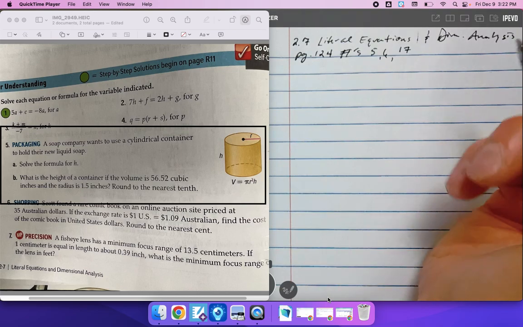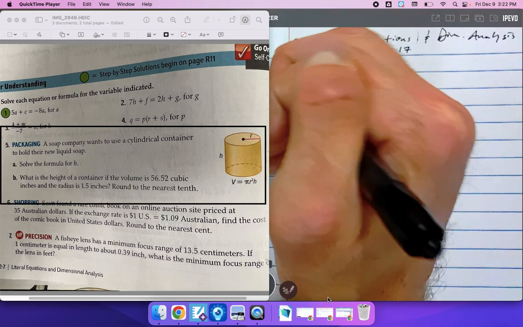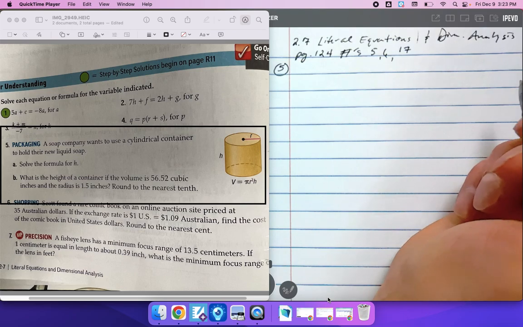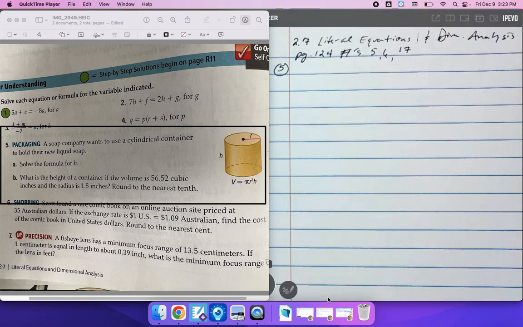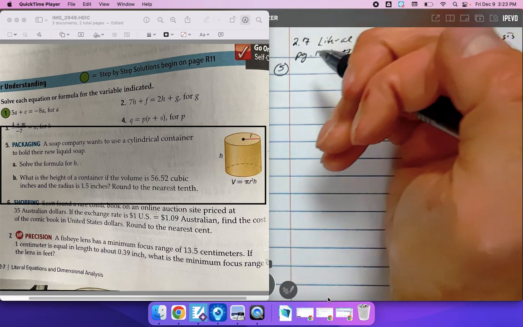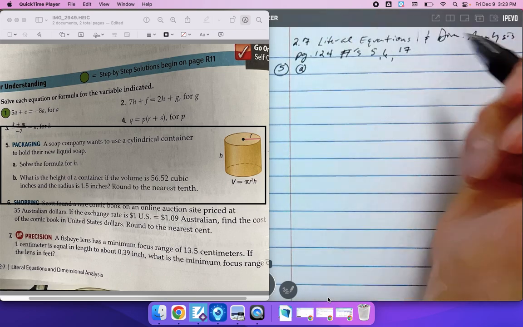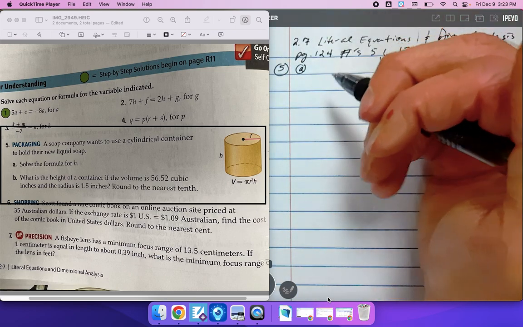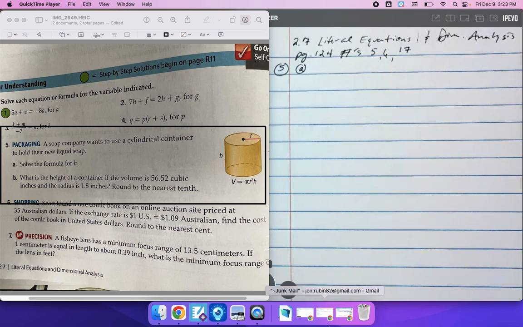Since word problems are challenging, let's take a look at some of them. For problem 5, pause it if you need to read it and look ahead. And it's always a mistake to just let the teacher or a classmate do all the work. But if we're told to solve the formula for height, and if you look at the picture on the right, here's your formula.